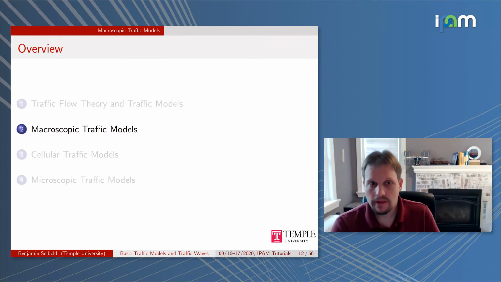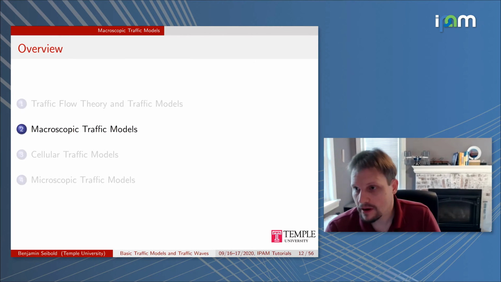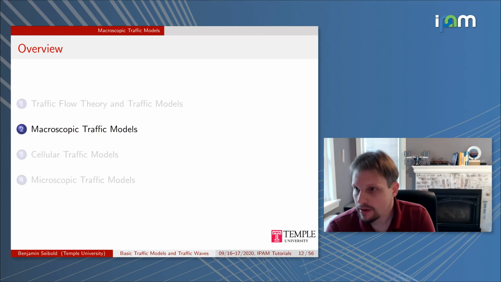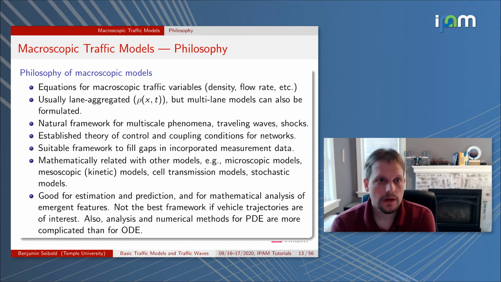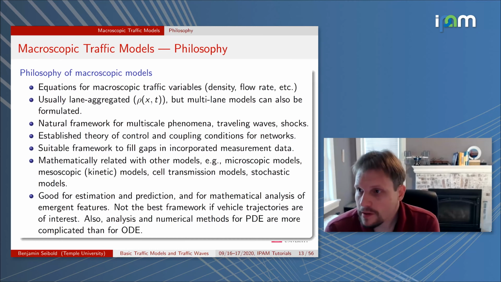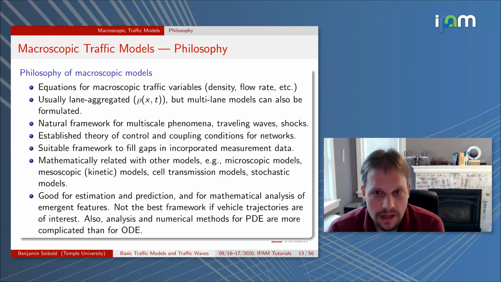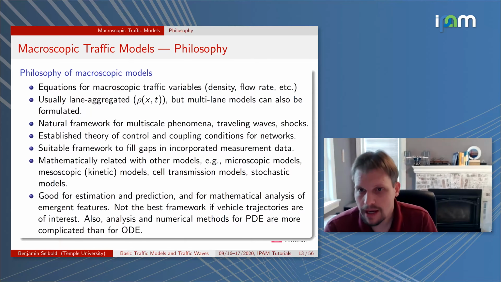All right, that was the overview on traffic models. So let's dive into macroscopic traffic models. The philosophy, I said this before, so let me just quickly recap here. The philosophy of macroscopic models is to use the equations that are macroscopic, density, flow rate, and so on, and cast models in that framework.